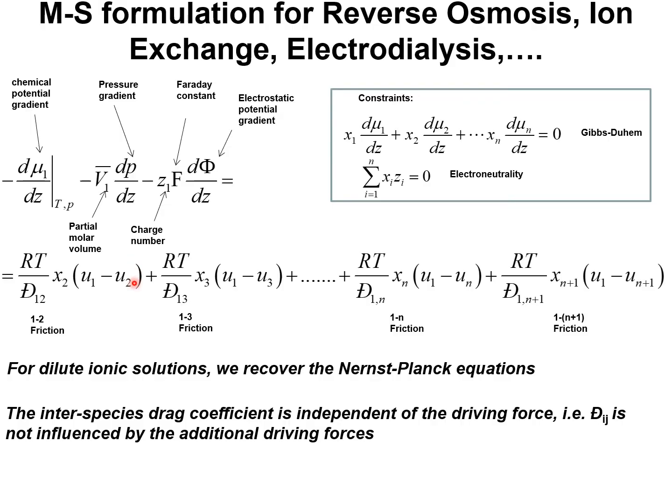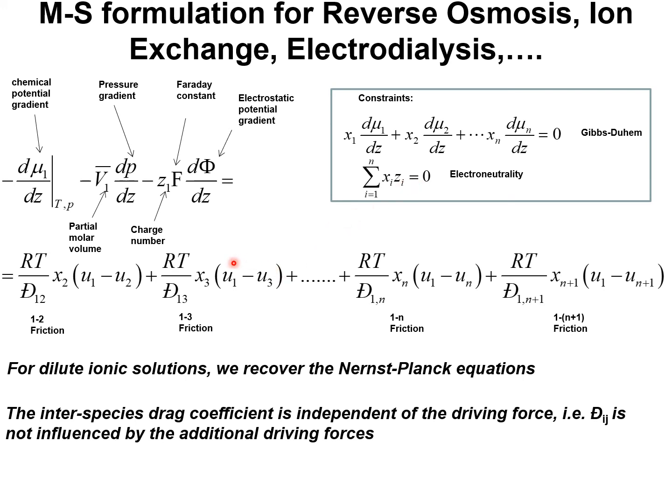For processes such as reverse osmosis, ion exchange, and electrodialysis, additional driving forces come into play. These driving forces could be due to pressure gradients and electrostatic potential gradients. For transport of ionic species, Z1 would be the charge number and F the Faraday constant. And in addition to the Gibbs-Duhem constraint on the chemical potential gradients, we need to invoke the electroneutrality constraint shown by this equation.